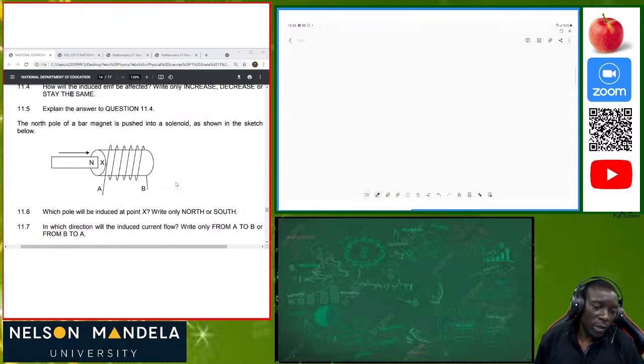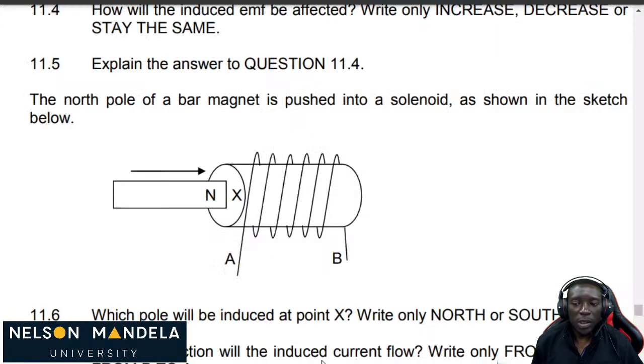So we can proceed to the next part, which is about a bar magnet. The north pole of a bar magnet is pushed into a solenoid as shown in the sketch below. Which pole will be induced at point X, right, only, north, or south? So this is the question.